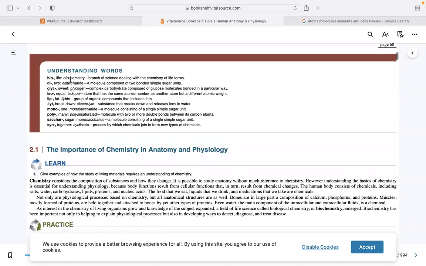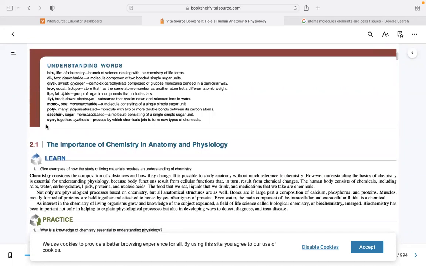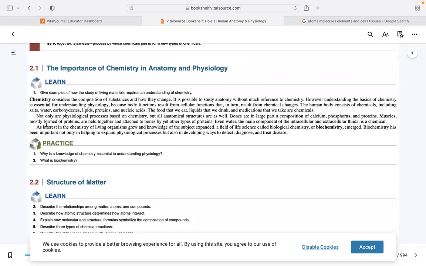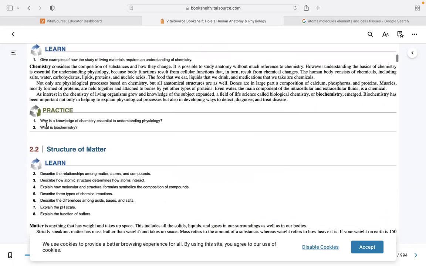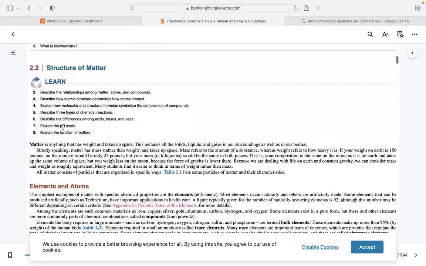You see where I'm going to get all of your questions from, medical terminology, right here, right in the understanding words section in the first part of every chapter, and also in the last part of every chapter as well.